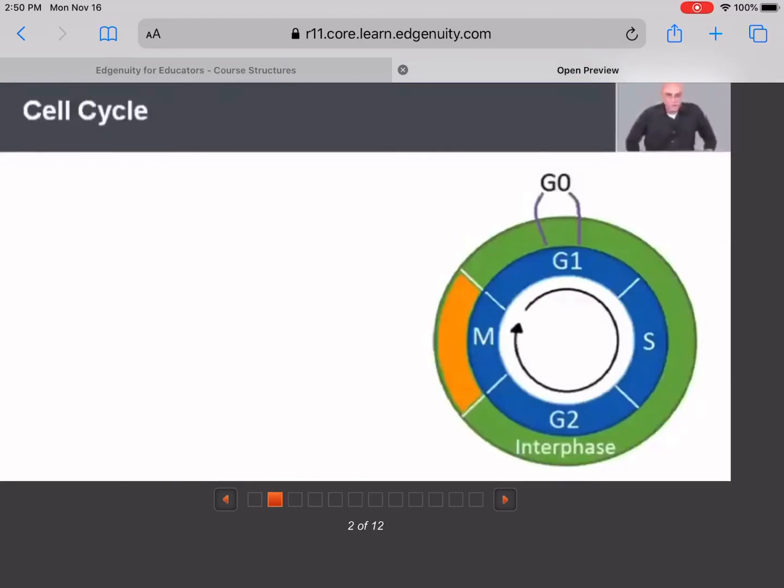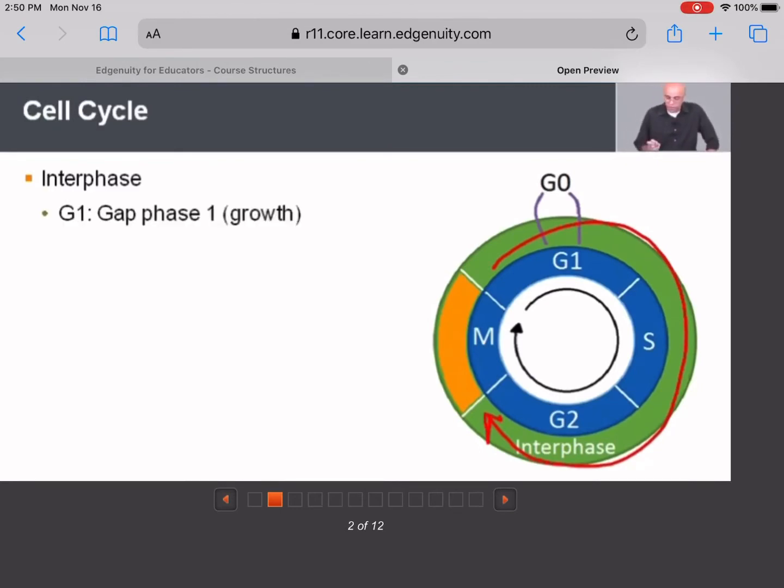Let's talk about the cell cycle. The cell cycle incorporates two stages, interphase and mitosis. Interphase is this large section you see in green. Interphase can be further divided into smaller sections, which we'll discuss now. G1, seen here, stands for gap 1, or growth phase.